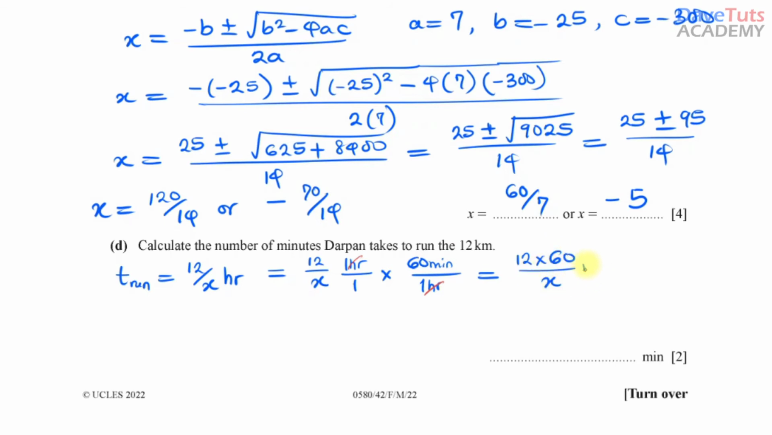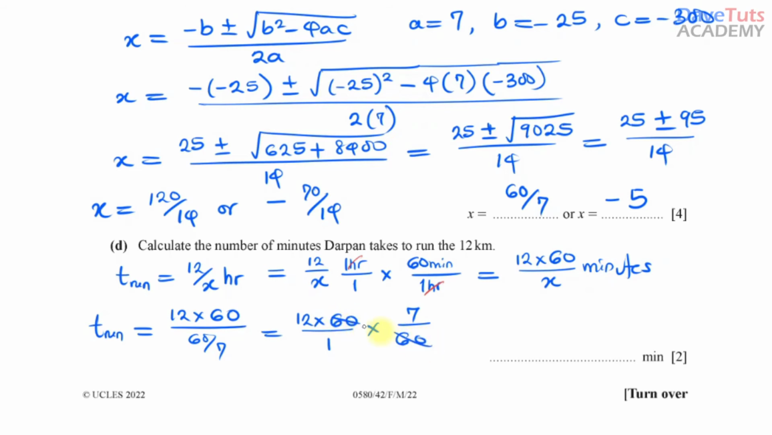and this will be 12 multiplied by 60 over x minutes. Now look at these values. Can our minutes be negative? Our minutes cannot be negative. Our minutes will need to be positive. So the time that it took to run is only going to be 12 multiplied by 60 divided by 60 over 7. So this is 12 times 60 over 1 multiplied by 7 over 60.